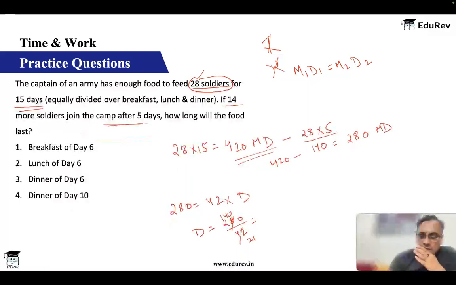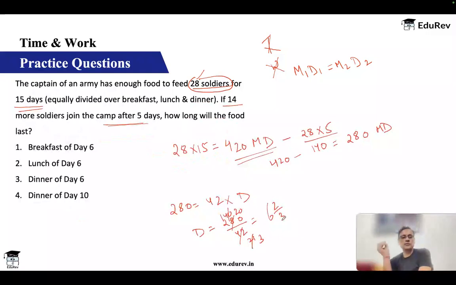140/21, can it be simplified further? Yeah, both are multiples of 7. So 20/3. So it is 6 2/3 days. So the food will last for 6 2/3 days. Okay, so what is 2/3 here? So 6 days is fine, but 6 days plus some more.